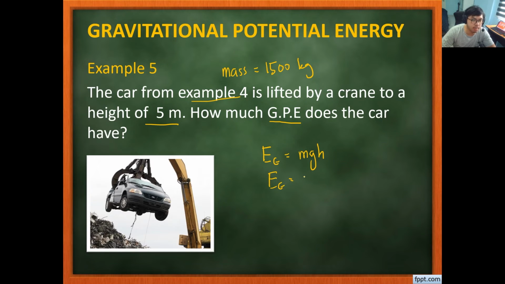What is the mass? The mass is 1,500, times g. g is always 10, so you don't have to check it again. If it's on Earth, g is 10. If it's on any other planet, it's going to be a different value. But on Earth, the gravitational field strength, g, is always equal to 10. And the height given to us is 5. So you calculate, and that is equal to 75,000 joules. This is the gravitational potential energy that this car has when you lift it up.